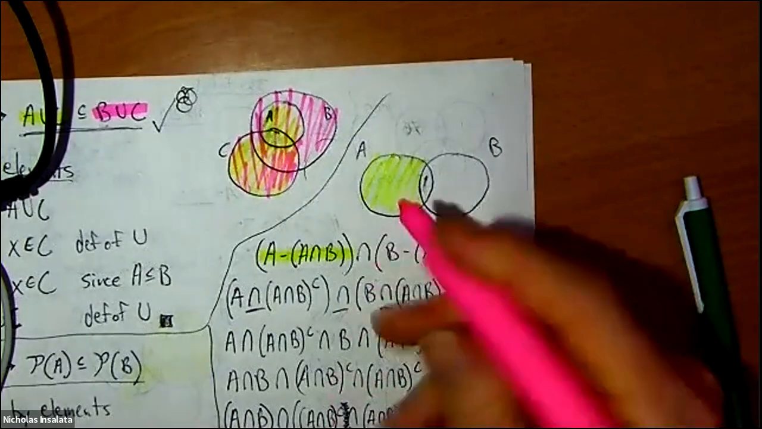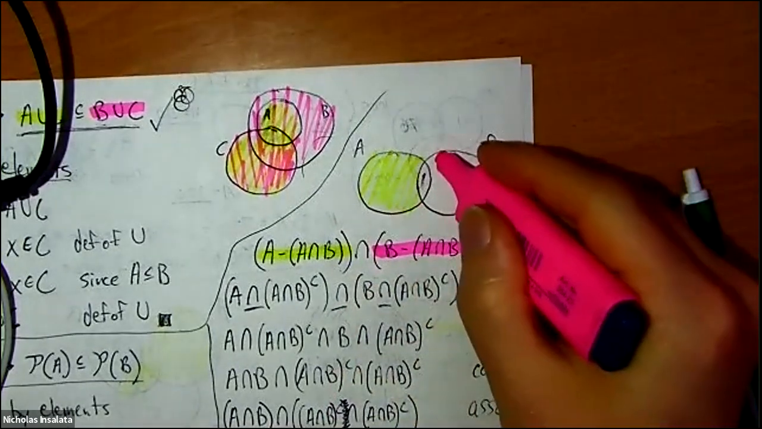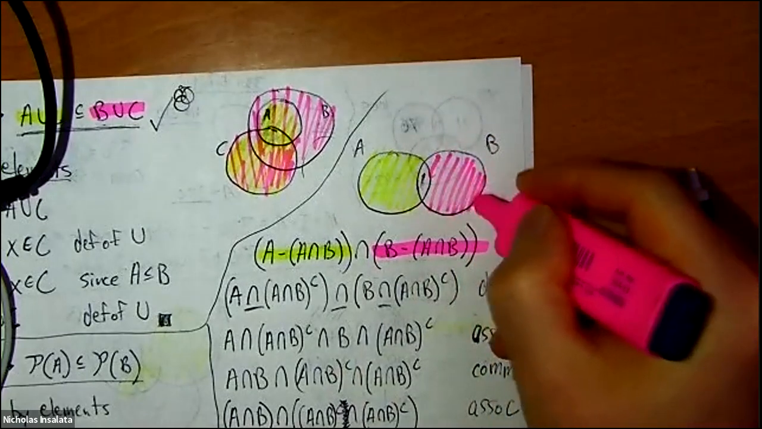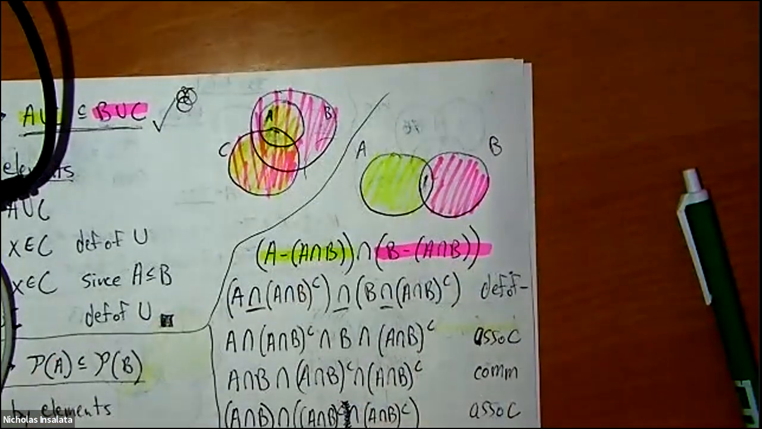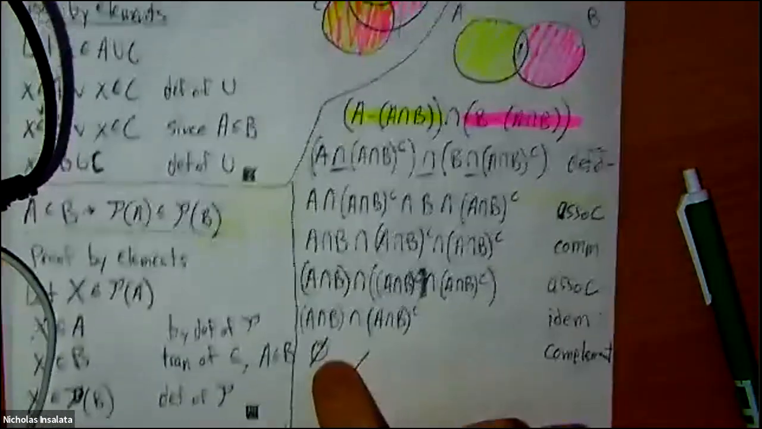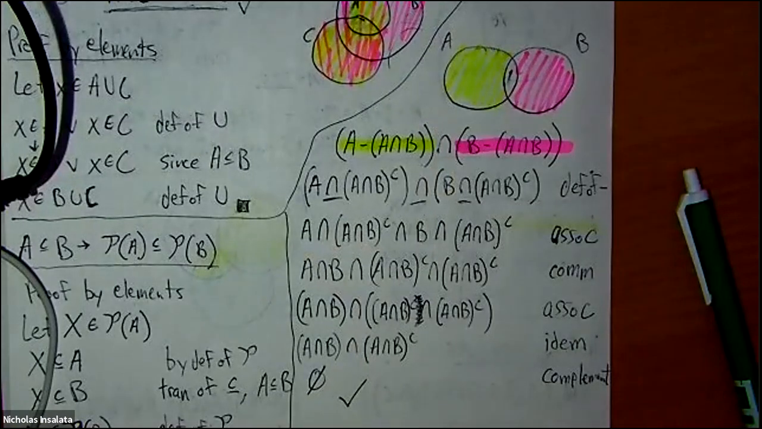Okay, what about the right side? Well, it's the same idea. Here we have B minus the intersection. So again, we have B without that center part. And what we're trying to do is find the intersection of yellow and pink. And of course, there's nothing that's shared by both. So that intersection is going to be empty, right? Because there's no shared region from the yellow and the pink parts.